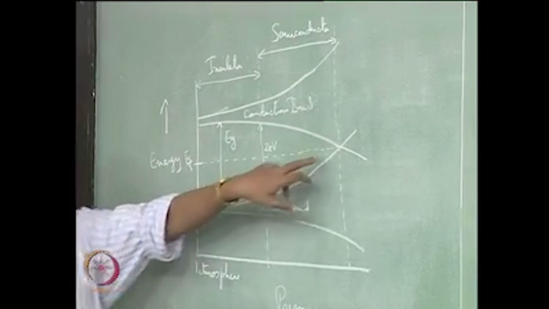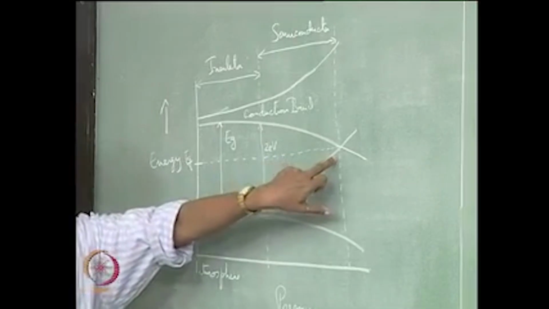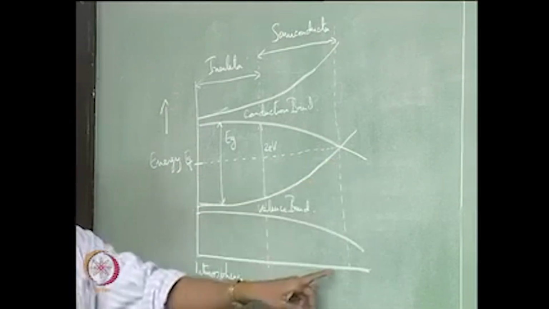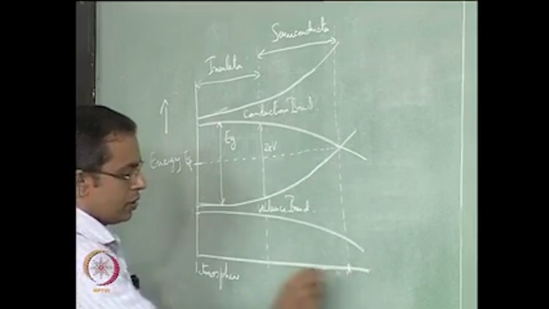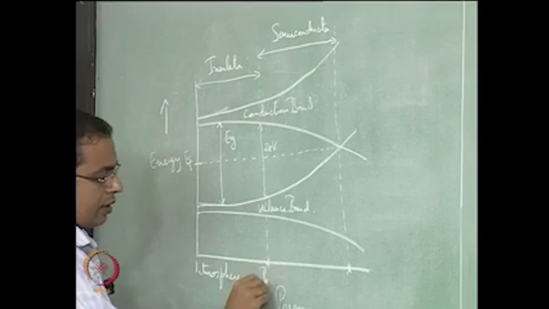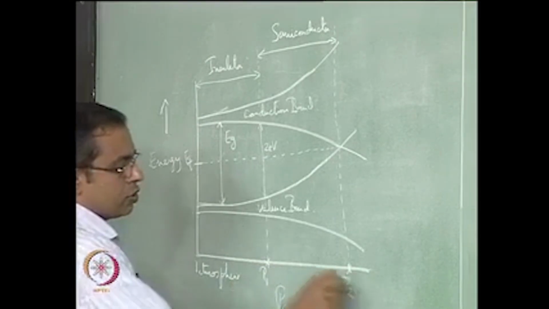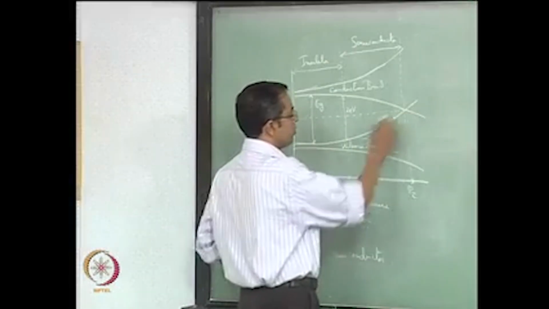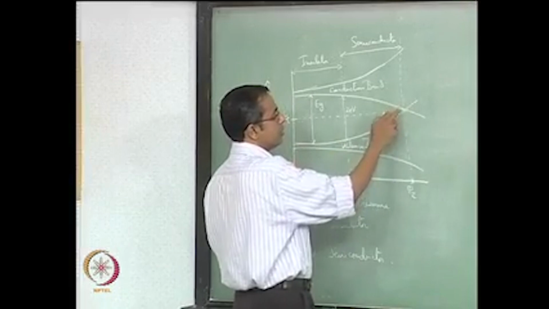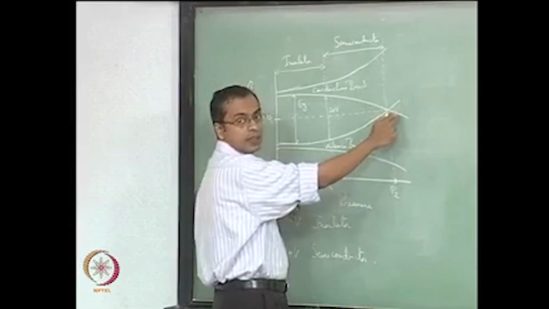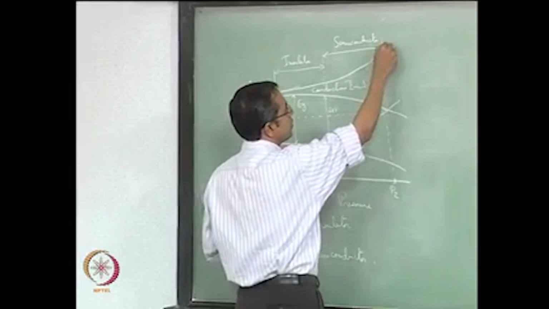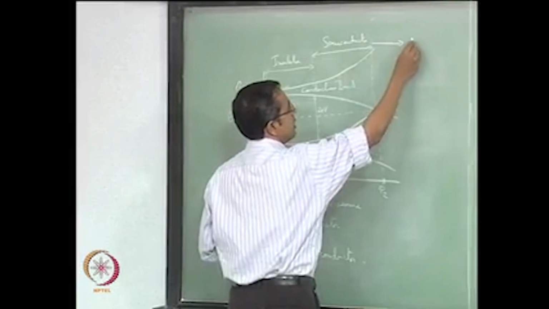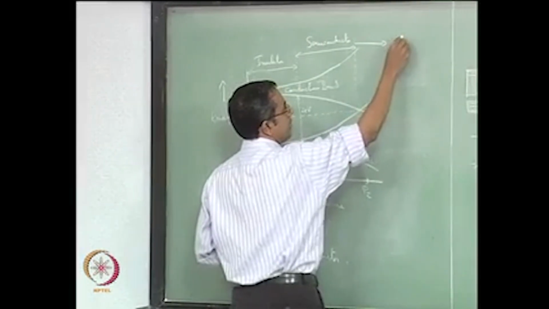If you now go in pressure past this point, so this is P1, P2, when you go past P2 in pressure, what you see is that the bands now begin to overlap. The valence band now begins to overlap with the conduction band. Therefore, at pressures past this point, the material now begins to behave like a metal.